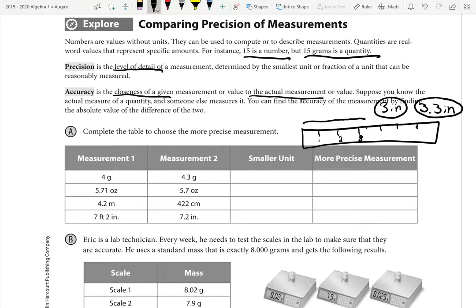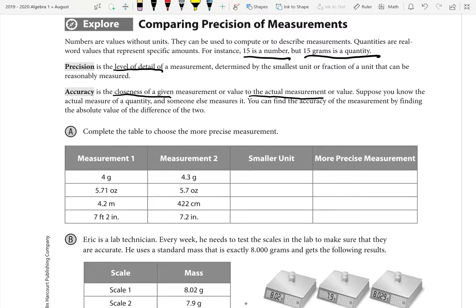Think of it like this: the guy who said 3 inches is kind of rounding it a bit, right? So the more you round, the less precise you are. The more detailed you can be, the more precise you will be. So when you compare 3 inches and 3.3 inches, 3.3 is more precise because it's less rounded. So that's what we're looking at when it comes to precision: who went a step further to be a little bit more precise.